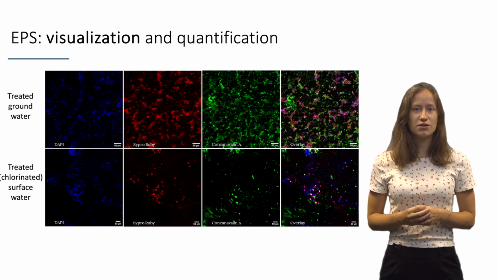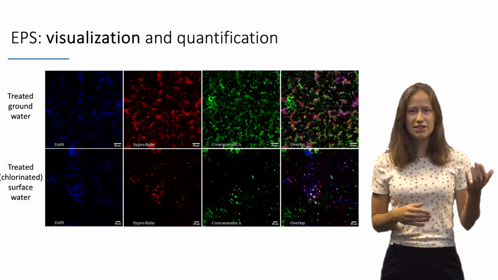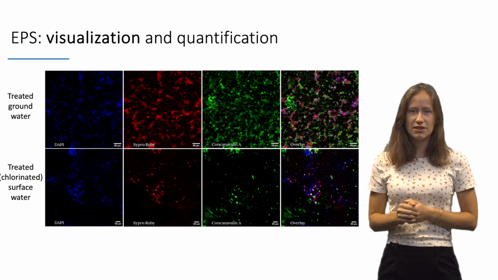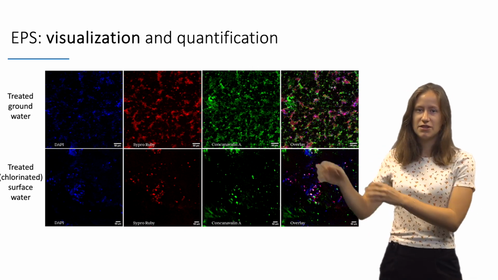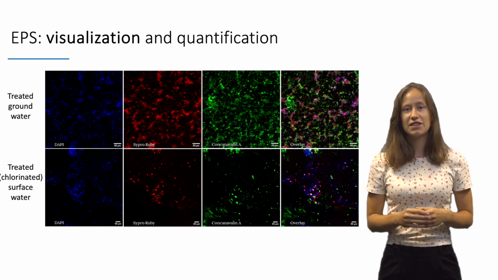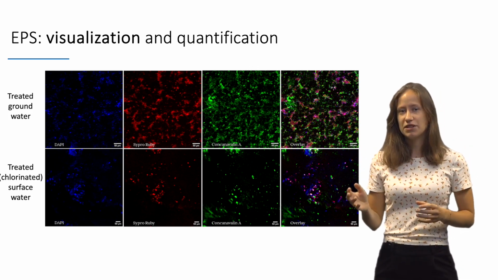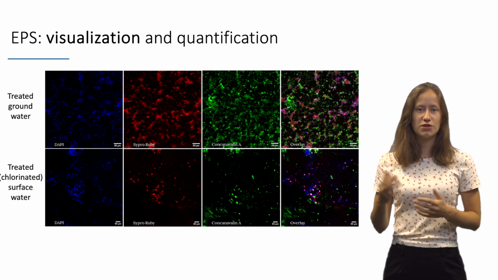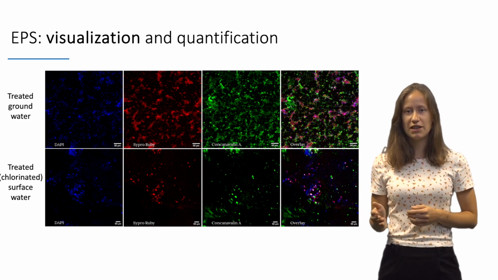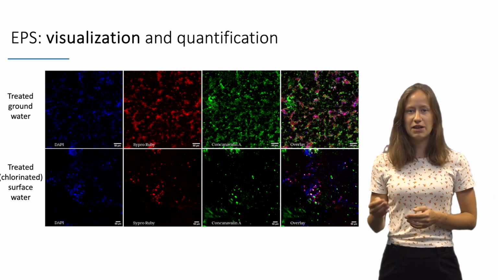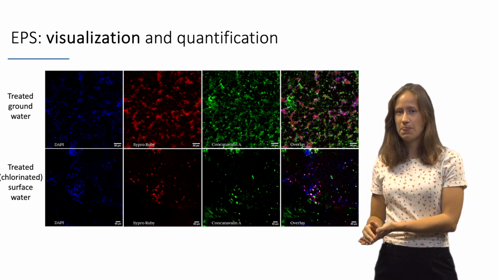Here you can see the results for both biofilms. Cells are shown in blue, proteins in red and sugars in green. And there is also an overlay. You can see that the cells are interconnected with the EPS content, and we could also see that the biofilms formed under treated chlorinated surface water supply are less dense than the biofilms formed under groundwater supply.